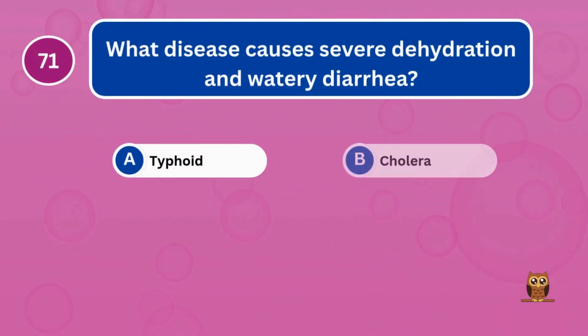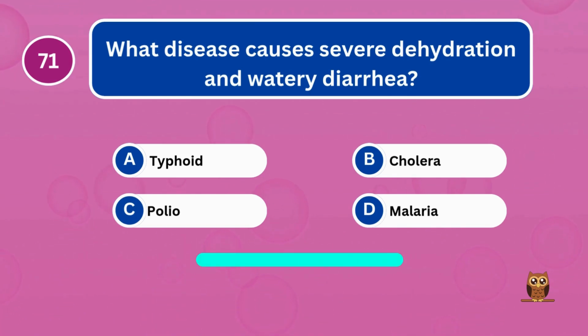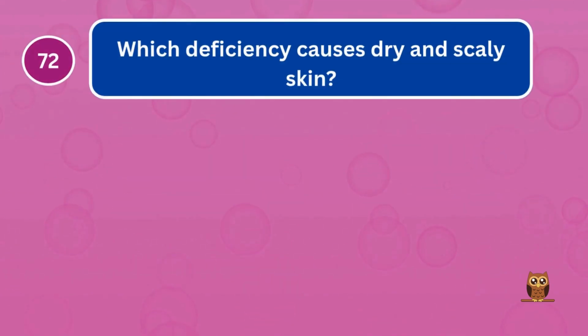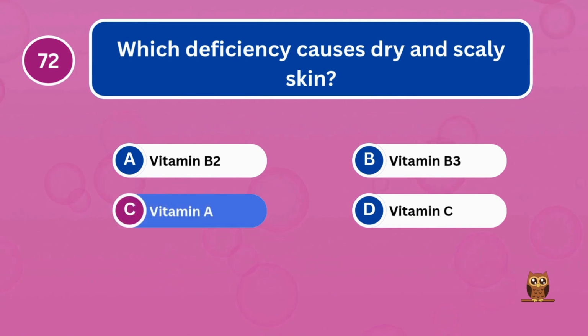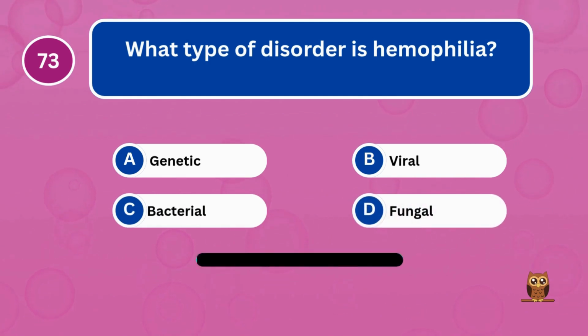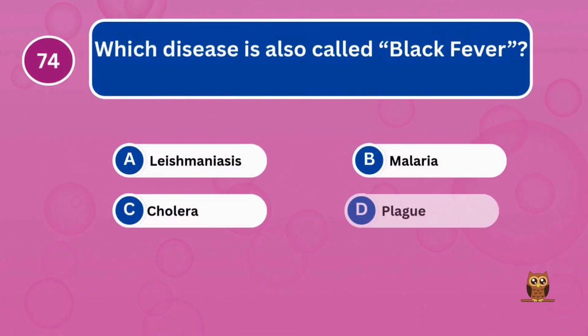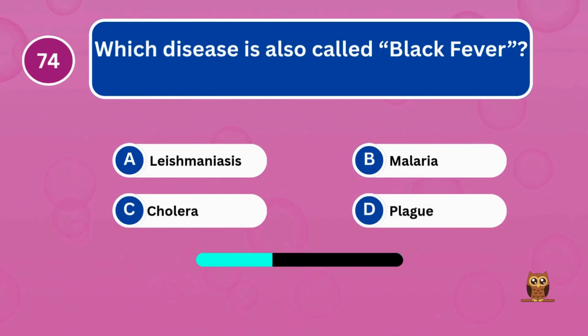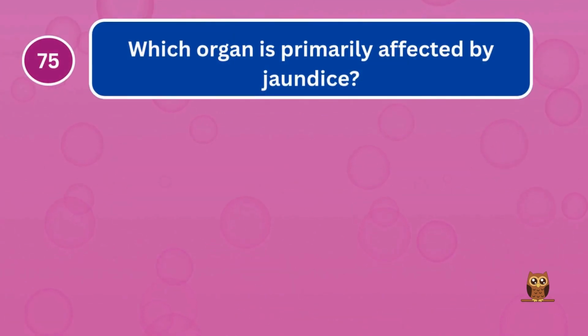What disease causes severe dehydration and watery diarrhea? Cholera. Which deficiency causes dry and scaly skin? Vitamin A. What type of disorder is hemophilia? Genetic. Which disease is also called black fever? Leishmaniasis.